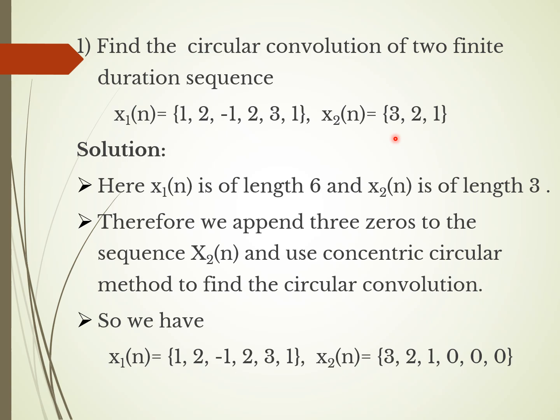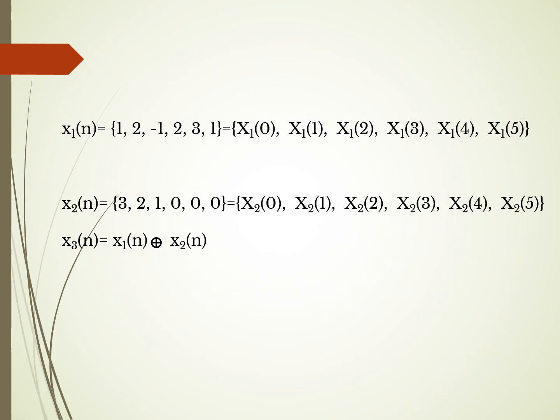In order to solve a problem using the concentric circle method, the length of both sequences should be the same. In order to make the length of the second sequence the same as that of the first input sequence, we are appending 3 zeros at the end of the second sequence as shown here: 3, 2, 1. We are appending 3 zeros so that the length of this sequence is the same as that of the first input sequence.